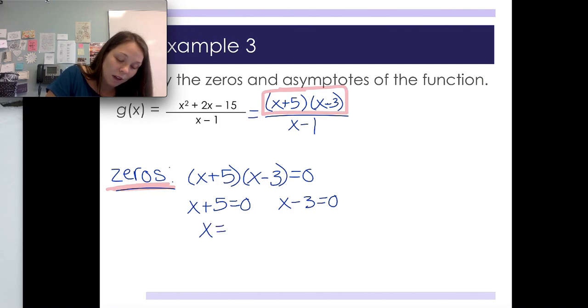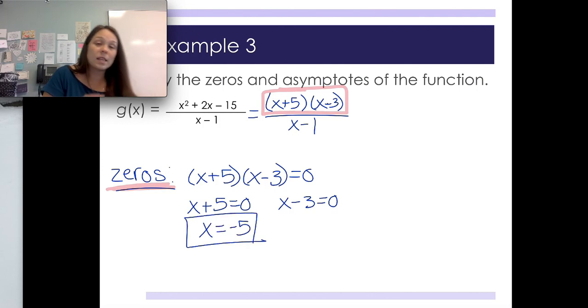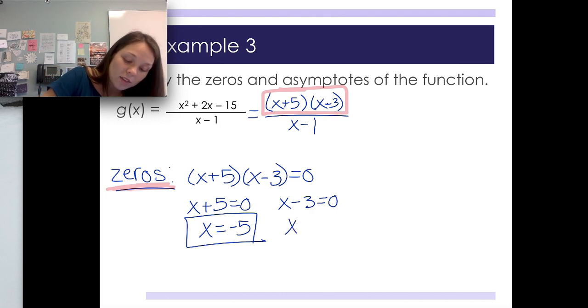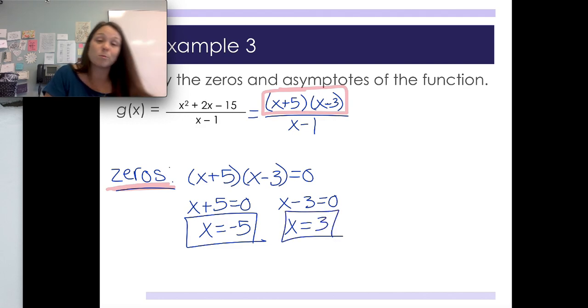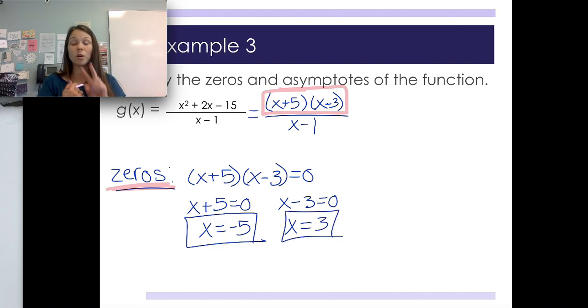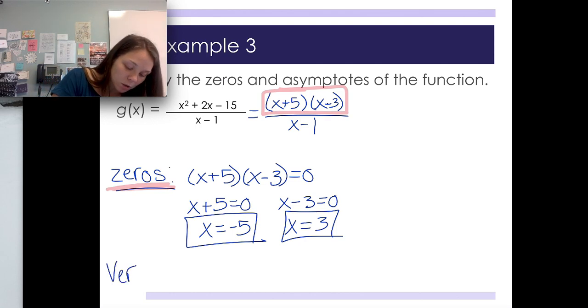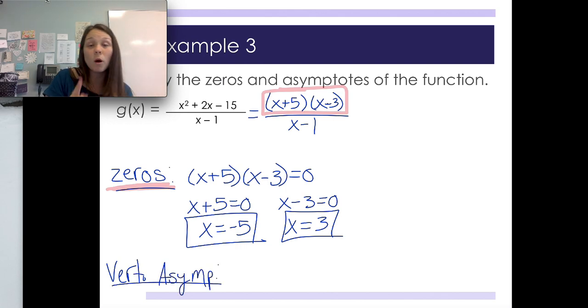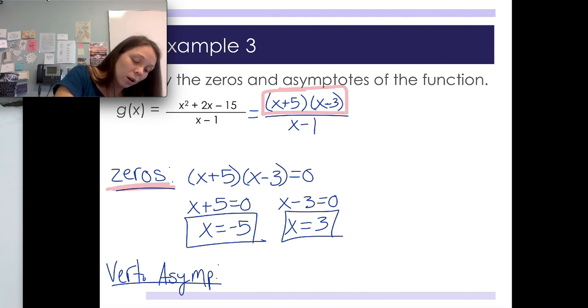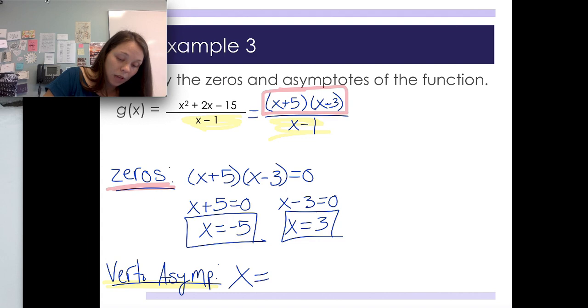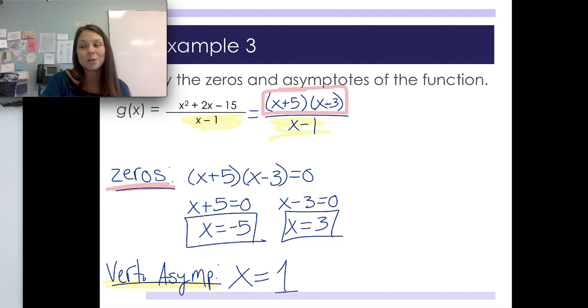And it's nice that this is in factored form, because then I can easily set my first factored piece of x plus 5 equal to 0 and get an answer of x equals negative 5. Then I can set the second factor piece of x minus 3 equal to 0 and get x equals 3. So I have my two zeros at negative 5 and 3. Then we can find the vertical asymptotes. And there's only one here, because that's taking our denominator of this fraction, which is x minus 1, and solving it for x, so we would get a vertical asymptote at x equals positive 1.